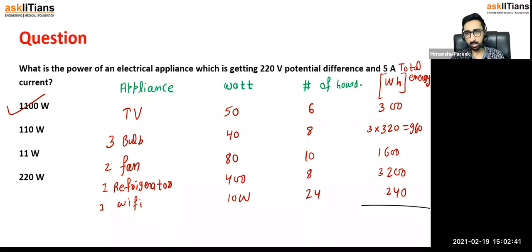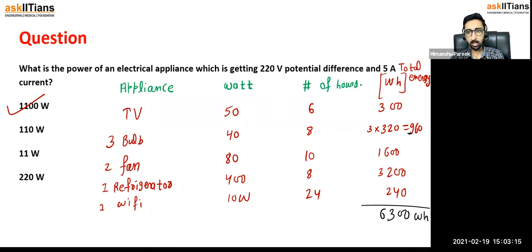So 300 plus 900, 1200. 1200 plus 1600, 2800. 2800 plus 3200, 6000. 6000 plus 200, 6200. 6200 plus 60 plus 40, we left there, 6300. Just check the calculations if I made any mistake. So 6300 watt hours of units we have consumed in a day.